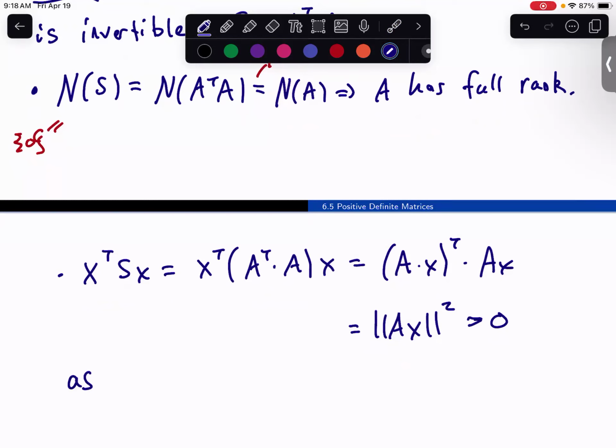So this is greater than 0. Let me be more specific. So this is greater than 0 for X not equal to 0. And this is due to the fact that A has full rank. Or maybe let's write it like this. This is due to the fact that the null space of A is equal to 0.